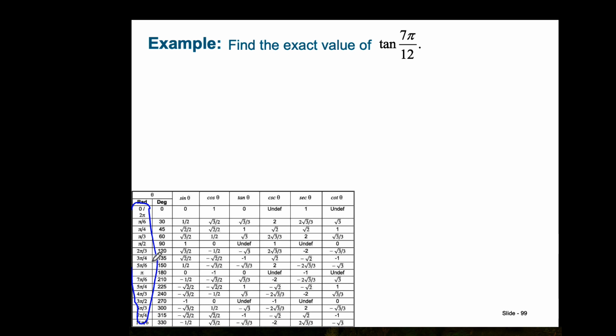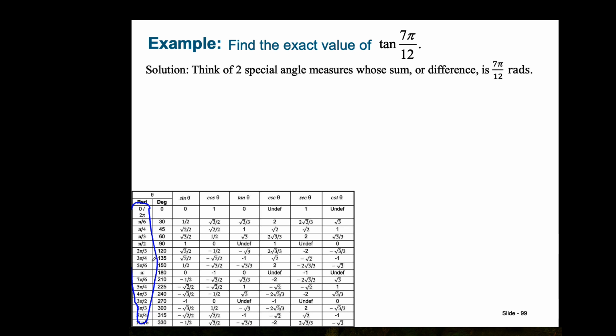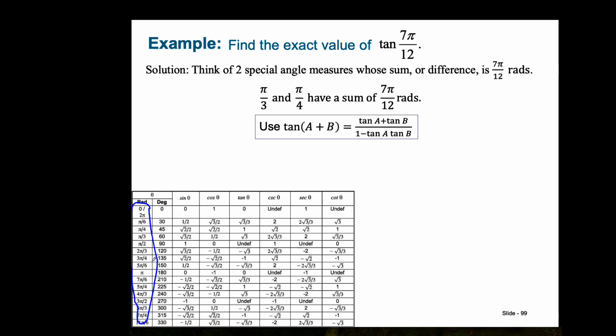Welcome back. Let's see how you did. Two special angle measures whose sum or difference is 7 pi over 12 radians. Pi over 3 and pi over 4, those have a sum of 7 pi over 12 radians, so that would work. Using the sum of two angles identity here, plugging in, angle A is going to be our pi over 3, angle B is going to be our pi over 4. That would look like this here, applying the identity.